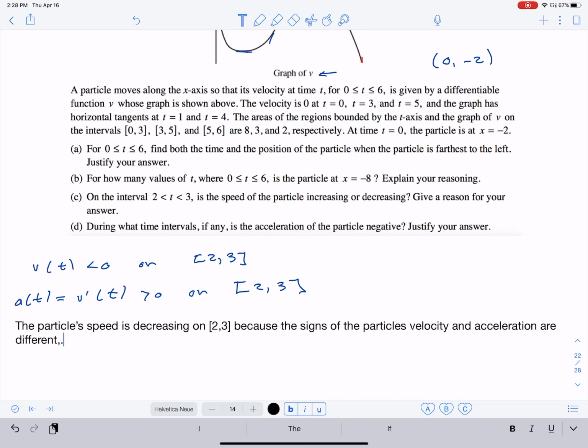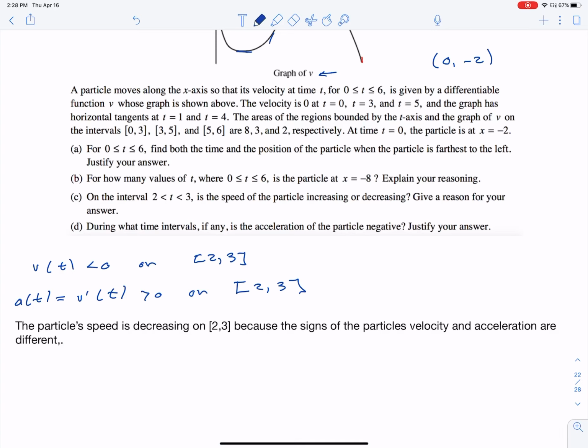That's it. That's all I gotta say. So the particle speed is decreasing on 2 to 3. Why? Because the signs of the particle's velocity and acceleration are different. If it had been increasing, I would have said that their signs were the same, either both negative or both positive. That's all I gotta say for letter C.